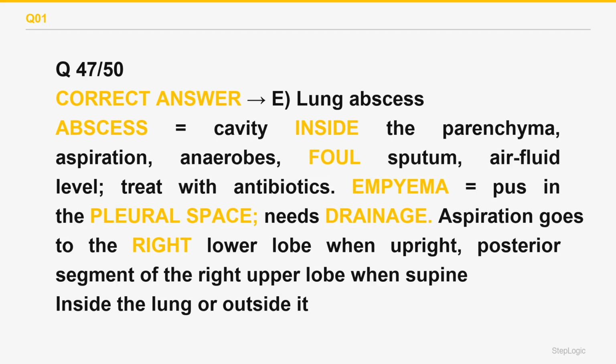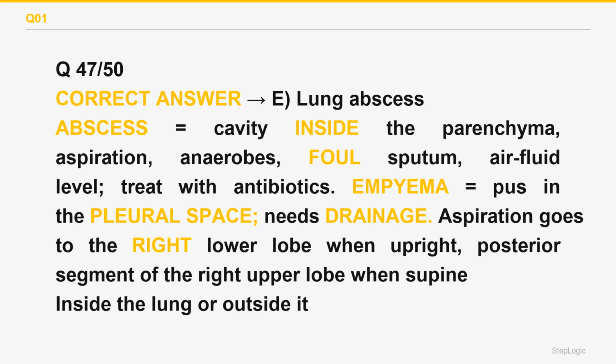The right main bronchus is wider and more vertical, so aspirated material preferentially enters it, reaching the posterior segment of the right upper lobe if the patient was recumbent, and the superior segment of the right lower lobe if upright. Choice B deserves consideration in any cavitary lesion in a smoker, but the acute febrile course with foul sputum and clear risk factors points to infection. If you see a cavity with an air fluid level, let that lead you to decide whether it lies inside the lung or in the pleural space.